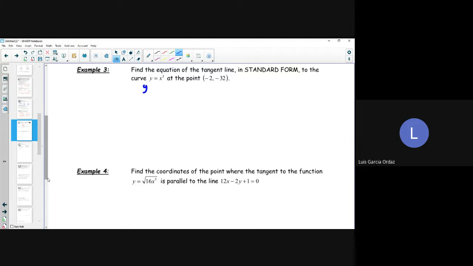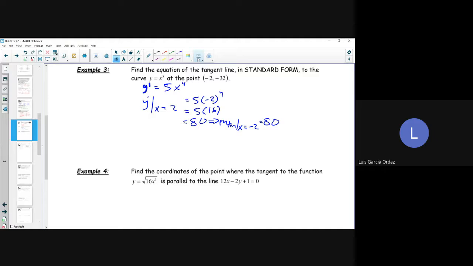So y prime is equal to 5x to the power of 4. Now what I have to do to find the slope of the tangent is find y prime at x is equal to -2, which gives me 5 times -2 to the power of 4, which gives me 5 times positive 16, which gives me 80, which implies that the slope of the tangent at x is equal to -2 is going to be 80.